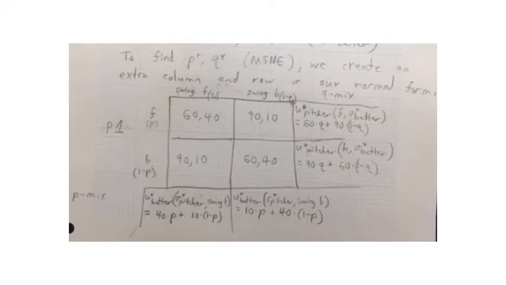Okay, so we have these two expected payoffs to the batter for swinging fastball and swinging breaking ball.